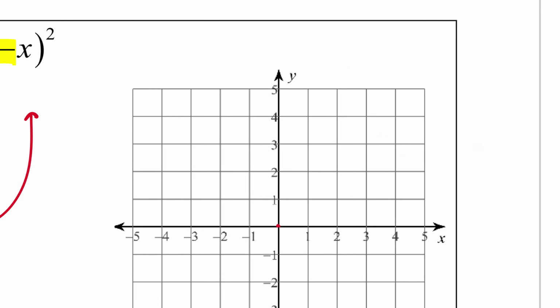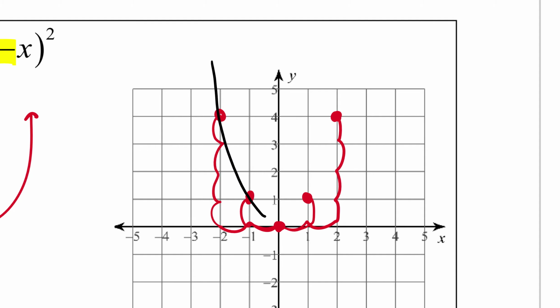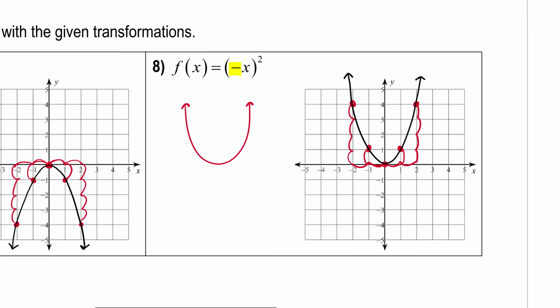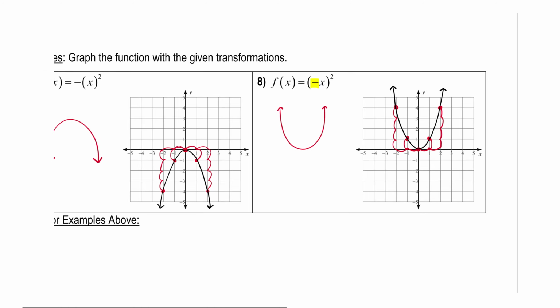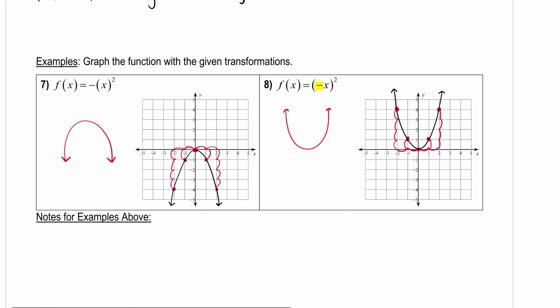So my origin is my vertex again, and I just use my normal quadratic pattern. So I go over 1, up 1, over 2, up 4, and then same thing on the left, over 1, up 1, over 2, up 4. And then I can draw my nice U. And that's it. So if I reflect, I can either go straight down, or it looks like it's normal up. No different. And that's reflections.